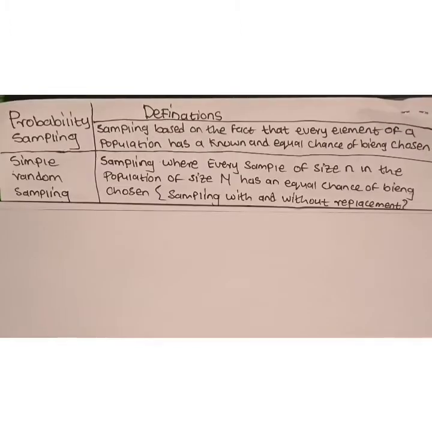We'll start with simple random sampling. This is sampling where every sample of size n from a population of size N has an equal chance of being selected. Don't forget that small n is the sample size and big N is the population size. Under simple random sampling, we have sampling with replacement and sampling without replacement, and each has its own number of samples.